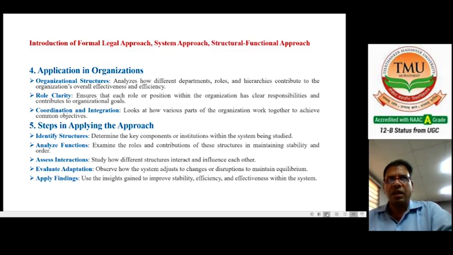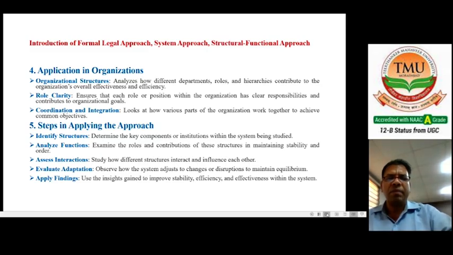That means this is a very important part of the structural functional approach, that is, applications in organizations. Organizational structures: analyzing how different departments, roles, and hierarchy contribute to the organization's overall effectiveness and efficiency. Role clarity: ensure that each role or position has clear responsibility and contributes to the organization's goal. Coordination and integration: look at how the various parts of the organization work together to achieve the common objective.